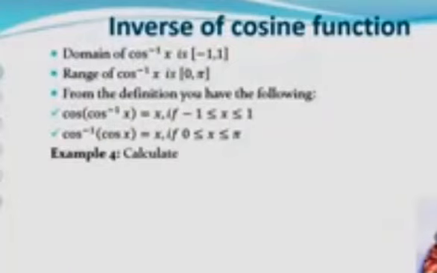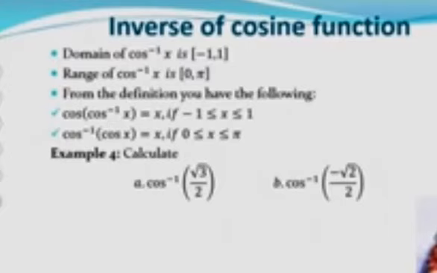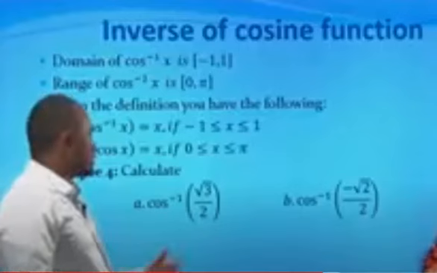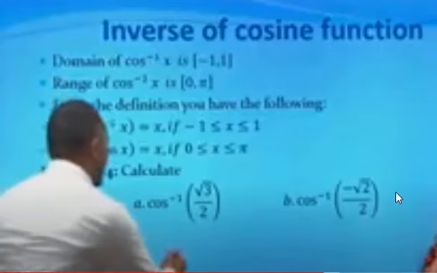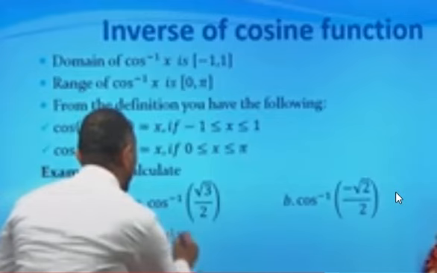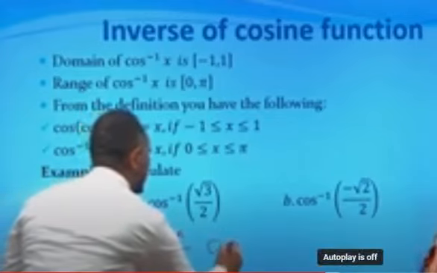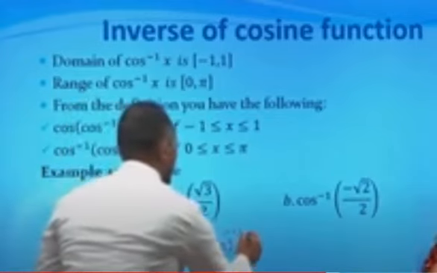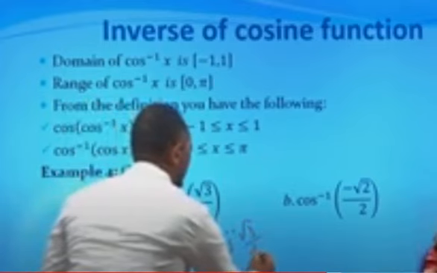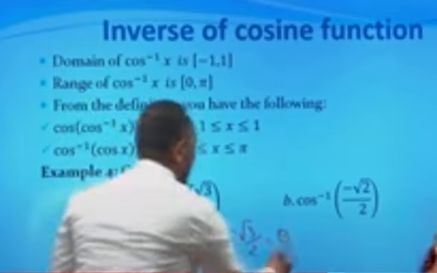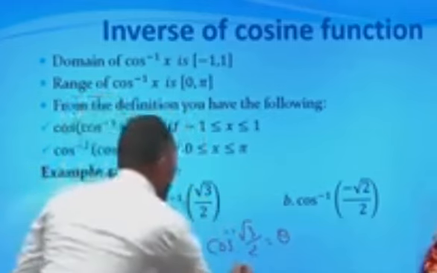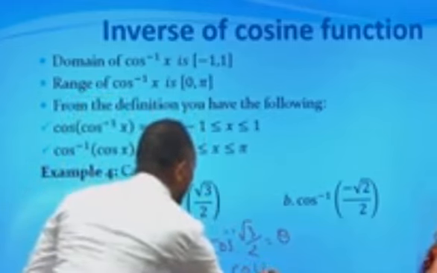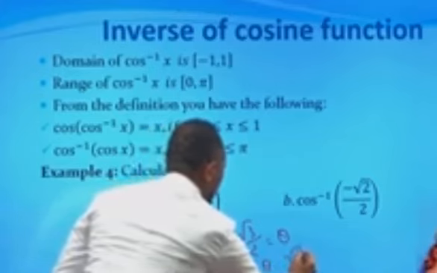So let's see an example here. We are asked to calculate cos inverse of root 3 over 2. In the same procedure as we did for sine inverse, we'll continue like that for cos inverse also. So solution for this: cos inverse of root 3 over 2, assume this equals theta. So cos theta will be equal to root 3 over 2.